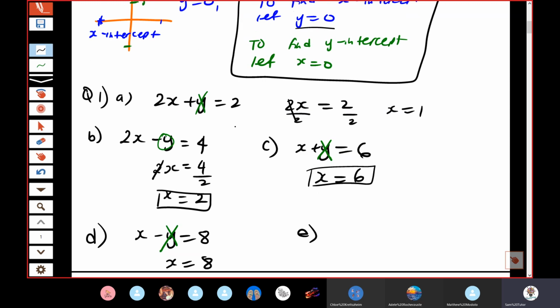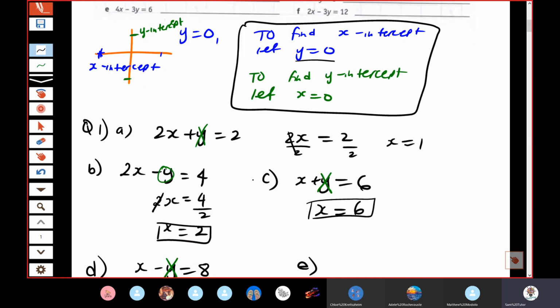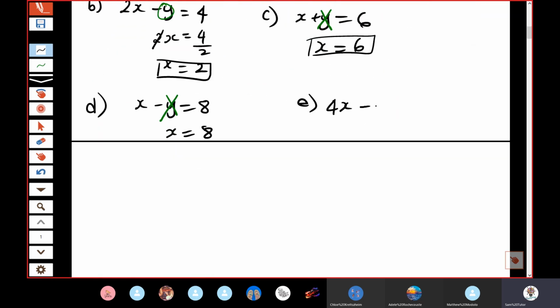E. Let's keep going. Again, whoever wants to try it, just so you can see if you're understanding it. 4x minus 3y equals 6. You would get rid of the y. If you just get rid of the y, does that mean you're still going to have a 3? No, because what's 3 times 0? 0. So all of this is gone. What are you left with? 4x equals 6. Everything that's not crossed out.